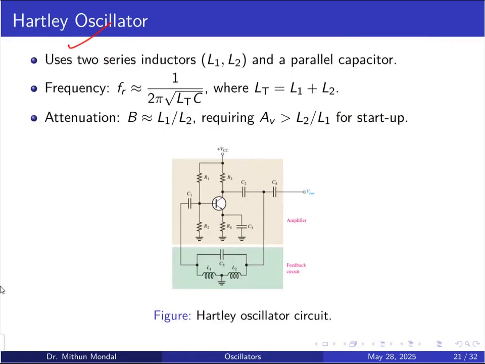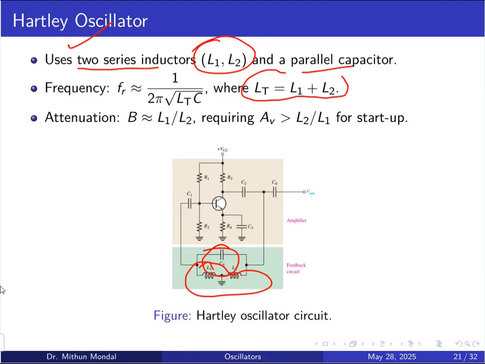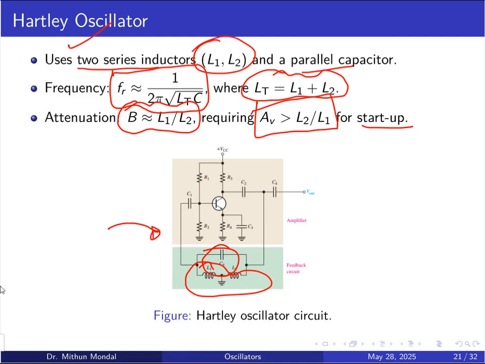Hartley oscillator is another form where we use two series inductors, L1 and L2, and there is a parallel capacitor C5 along with the inductors. So the total equivalent inductance will be L1 plus L2, and the resonant frequency will be 1 by 2 pi under root LT, that is the net equivalent inductor into capacitor. The attenuation factor is given by L1 by L2, requiring the voltage gain to be greater than L2 by L1 for the startup. So this is the Hartley oscillator.